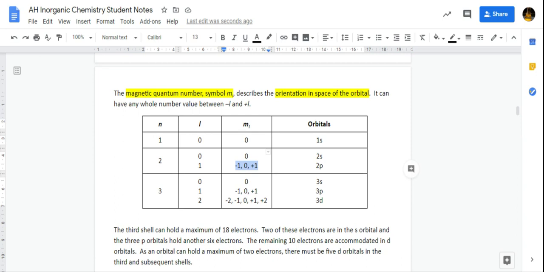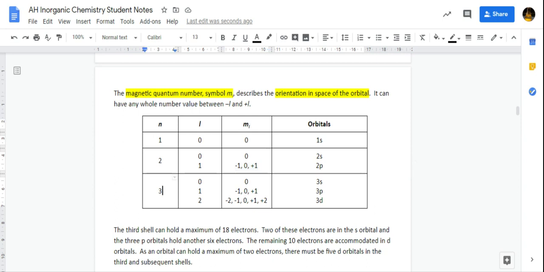You will not be asked to attach a specific quantum number to a specific p orbital, but you can be asked to give the quantum numbers for an electron in a p orbital, in which case you can use any of these 3 values.